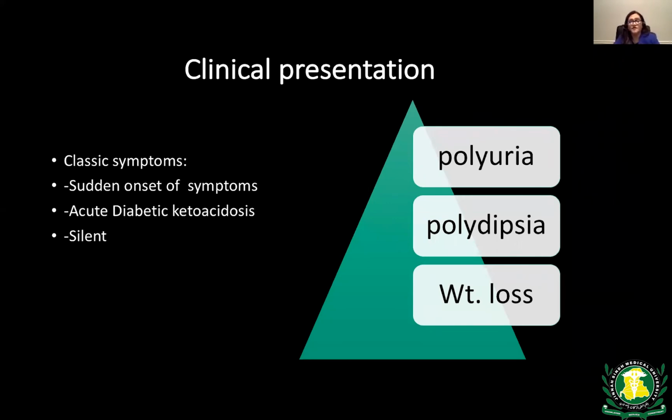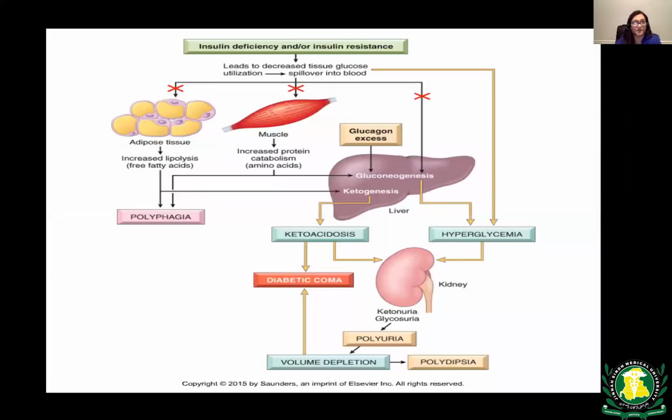So, how does a patient with type 1 diabetes present? Typically, they will present with a combination of symptoms, including polyuria, polydipsia, and weight loss. They can also present acutely with diabetic ketoacidosis, or they can just be silent and be incidentally diagnosed. This is a group of patients whose relatives may have diabetes and they get screened during their routine checkups.